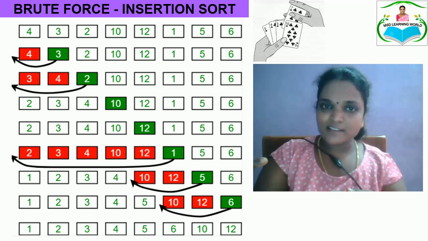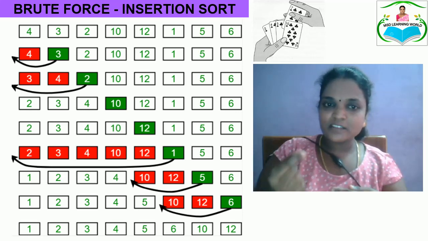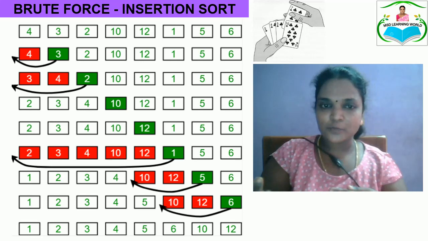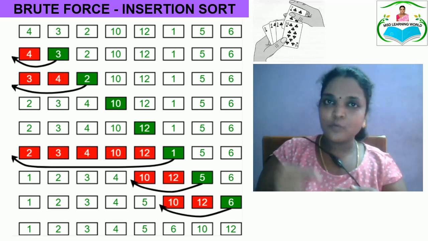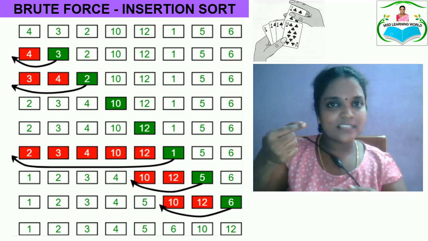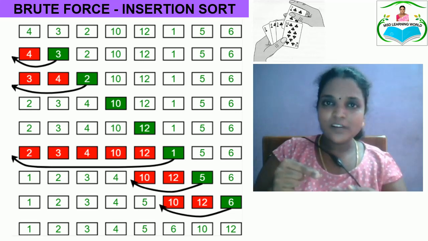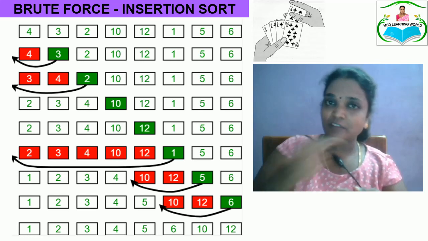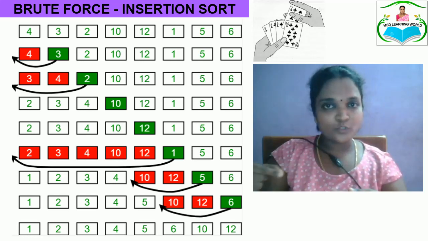And your fifth iteration starts, and this 1 is lesser than 12, so 12 is shifted. Again this 1 is checked with 10, and 10 is also swapped into the next position. Now it is checked with 4. The 1, the card that is in our hand, is less than the element 4 already present in the hand, so the element has to be placed on the left hand side. So 4 is moved to the right hand side.